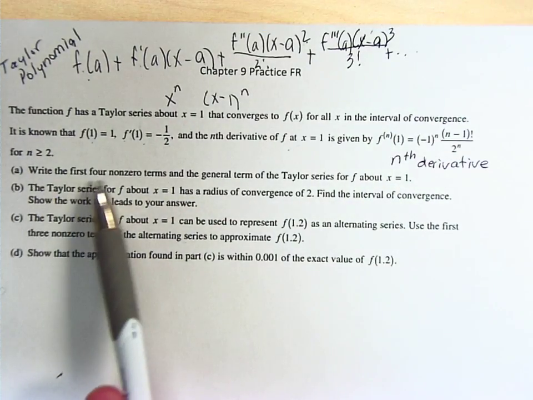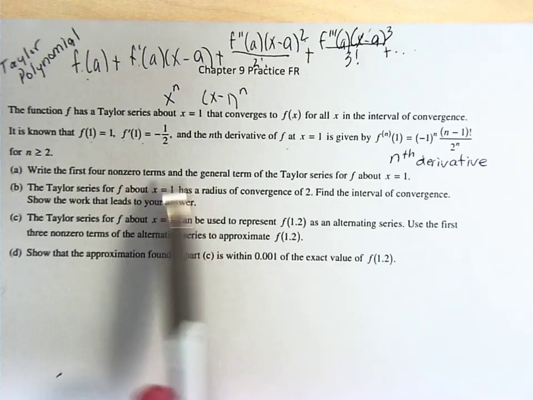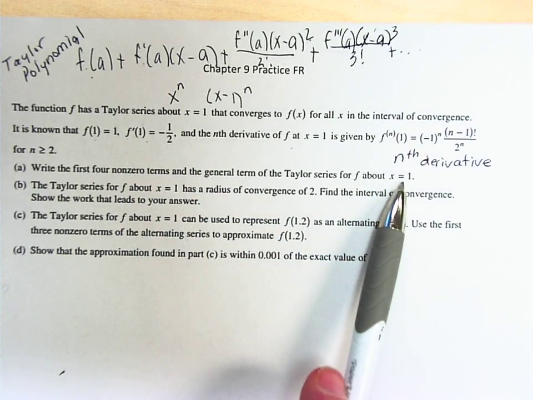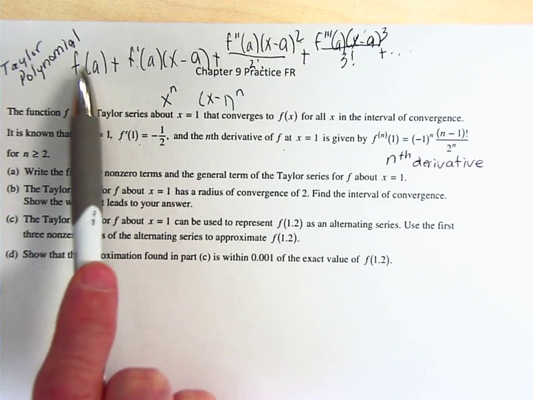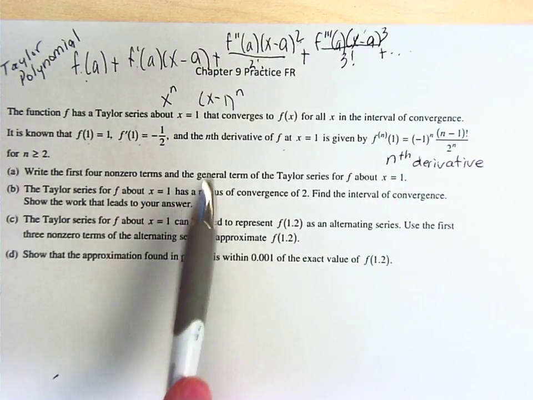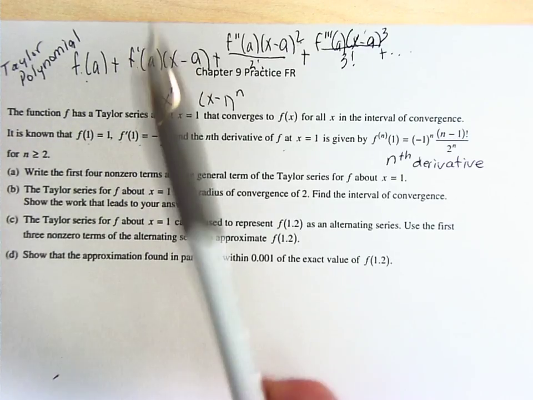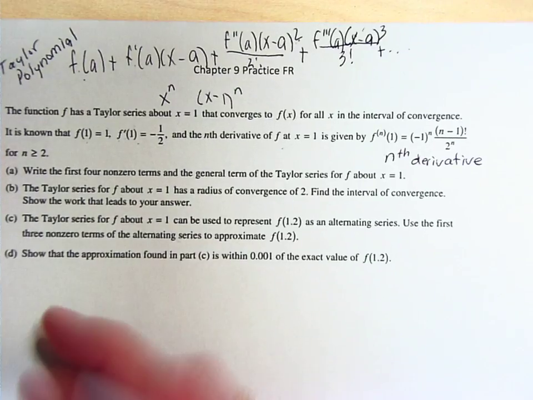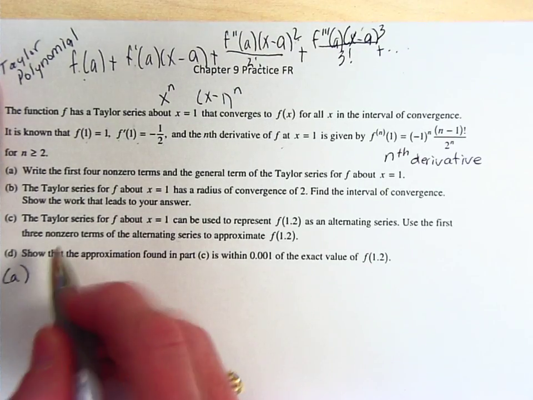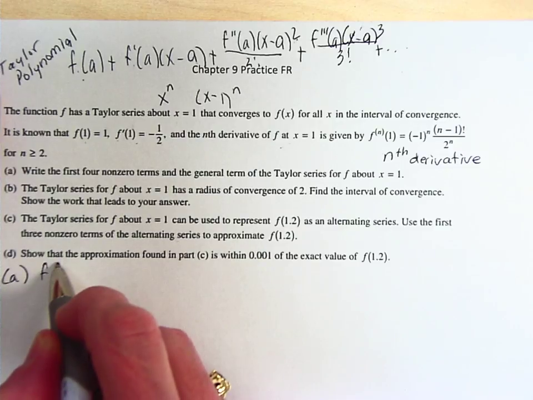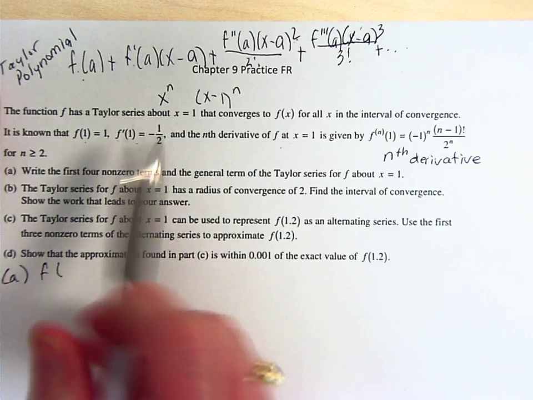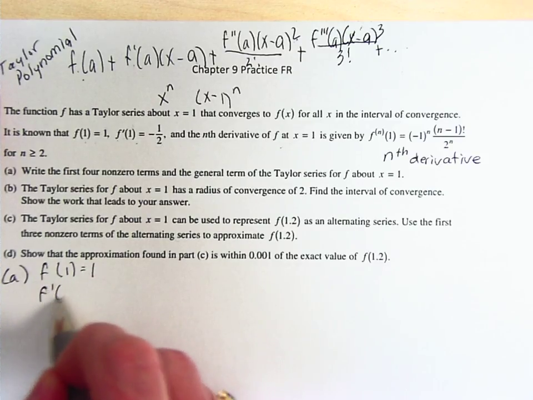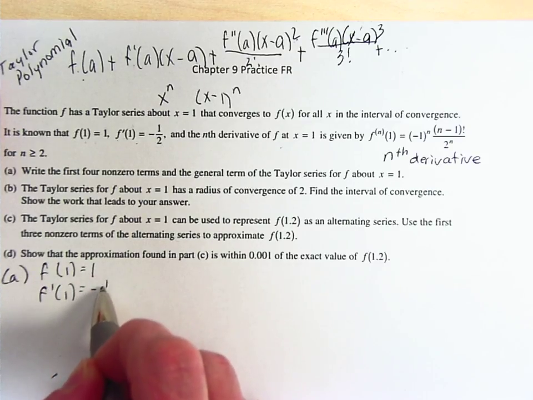So this says, write the first 4 non-zero terms and the general term of the Taylor series for the function about x equals 1. So that means we're going to take this equation. The first 4 non-zero terms is just what I happen to write out, so we need 1, 2, 3, 4 for part A. I'm going to write out our equations for what we're given. So we're given f of 1 equals 1. We're also given f prime of 1 equals minus 1/2.